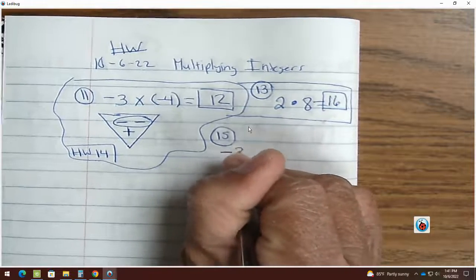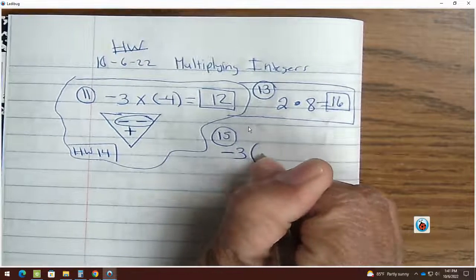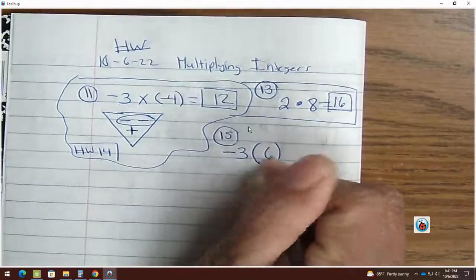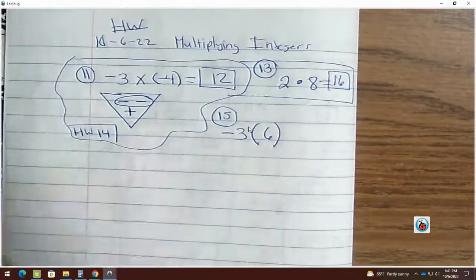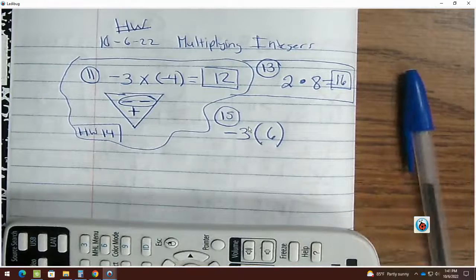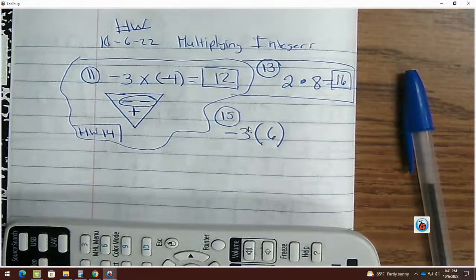Negative 3 times 6. Ahora, ¿qué hizo Mr. Rivera de nuevo? Le quitó la X. Hey, you better pay attention to this part, guys. Listen.